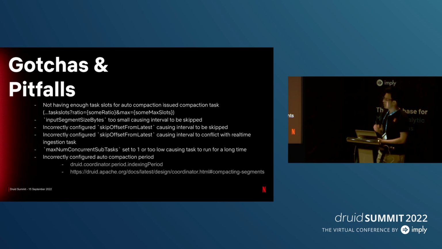Now some gotchas and pitfalls that you might see in setting this up. A lot of people see that their auto-compaction is not running. And one of the reasons might be the task slots. You might not have set up the guardrails around capacity correctly, and you might just have 0 slots allocated for auto-compaction. In that case, you're not going to get any compaction tasks from auto-compaction.